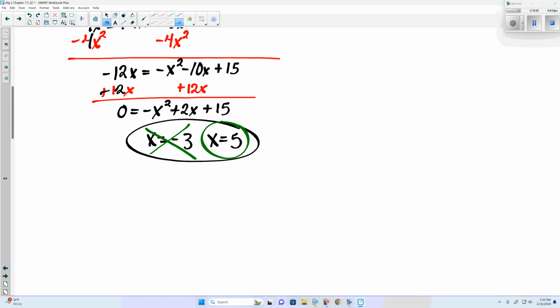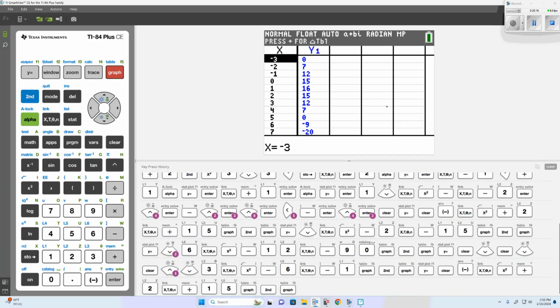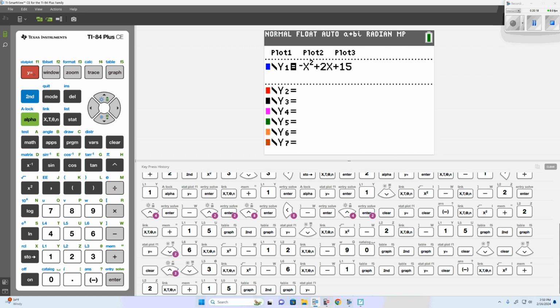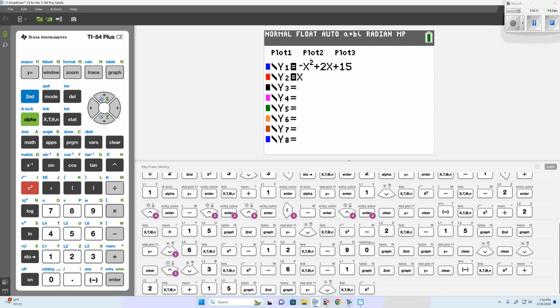Now, if we wanted to try factoring, I would have divided or multiplied everything by negative 1. And all that's going to do is just change the signs. So instead of negative x squared, it's positive. Instead of positive 2x, it's negative. Instead of positive 15, it's negative 15. And this does change some of the values. And I can graph it here and show this.